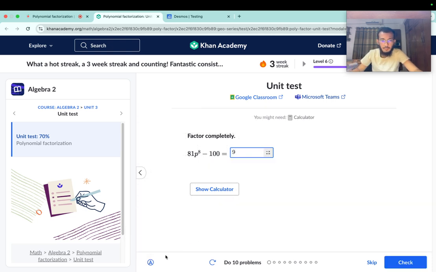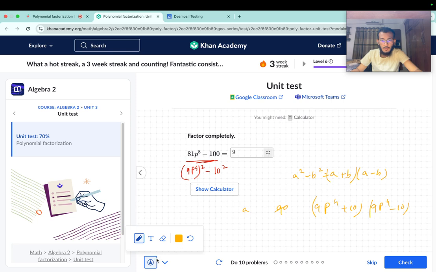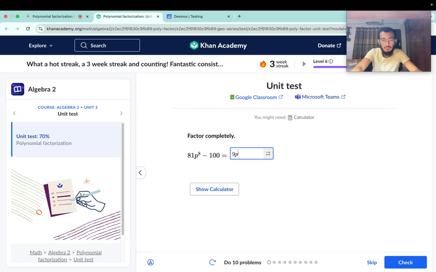So 9p to the power 4 plus 10, and that thing is multiplied with 9p to the power 4 minus 10. So this is our factorization.